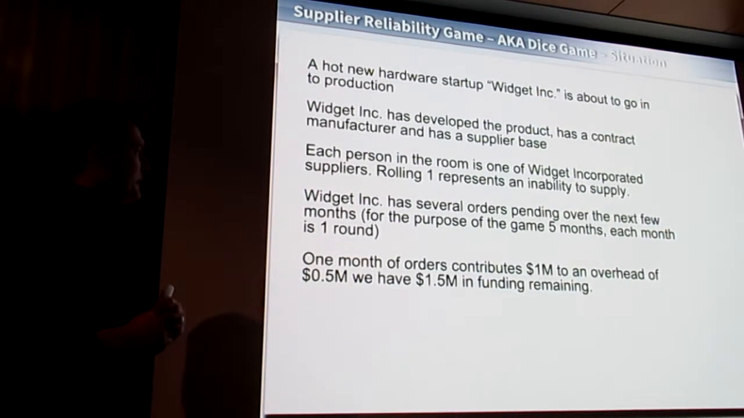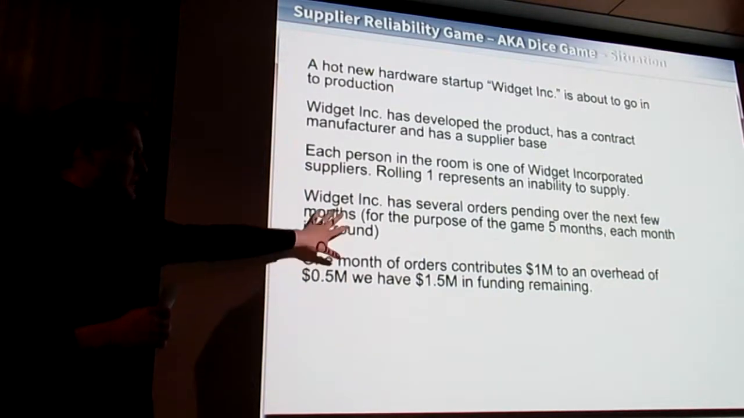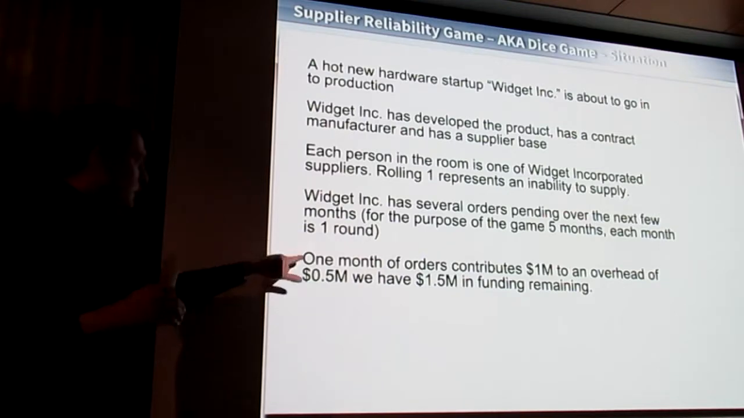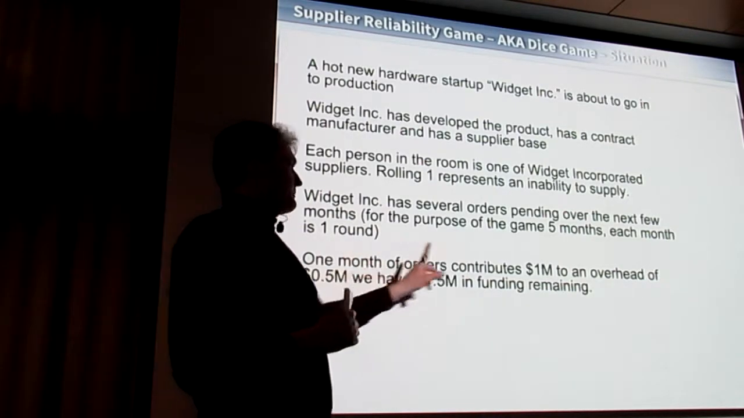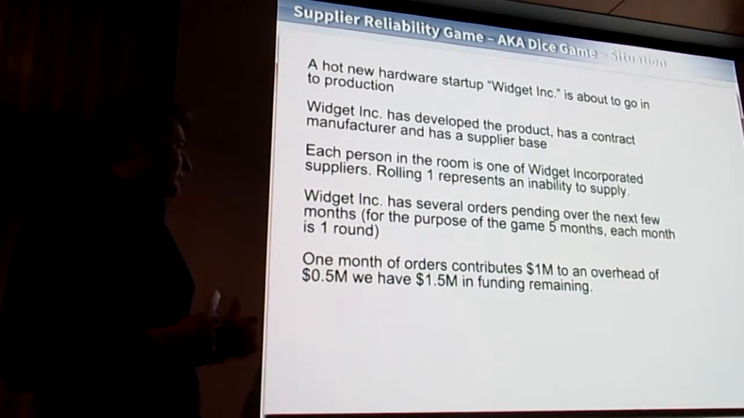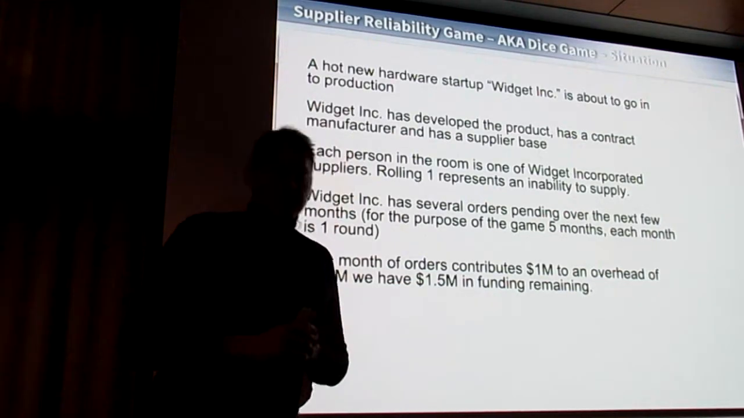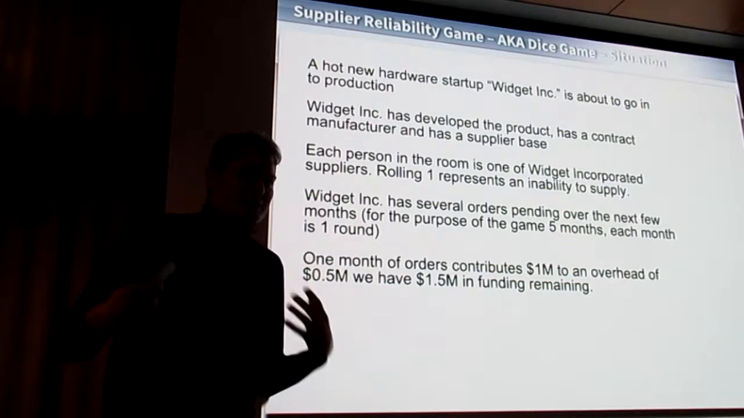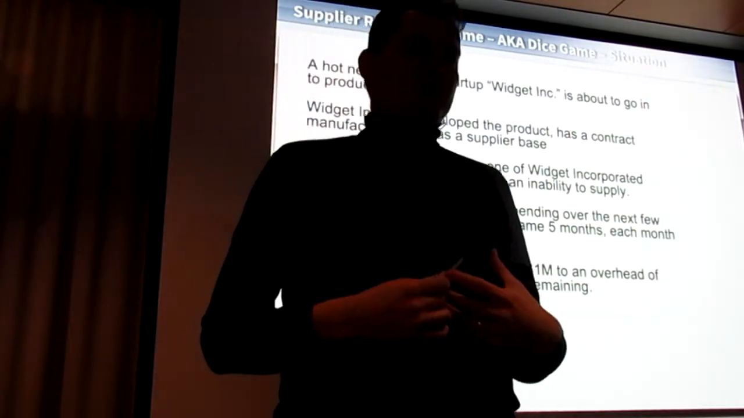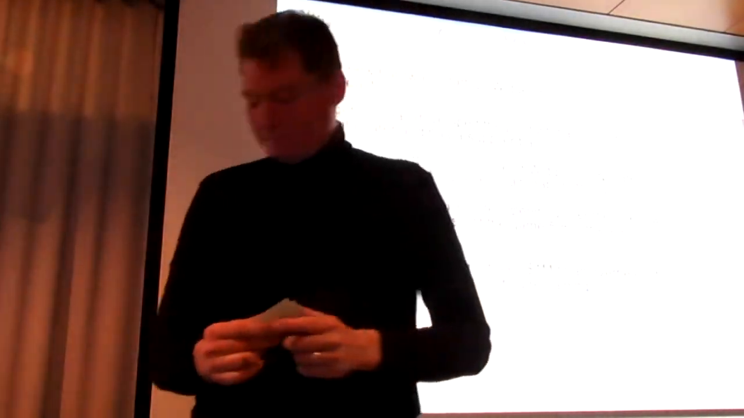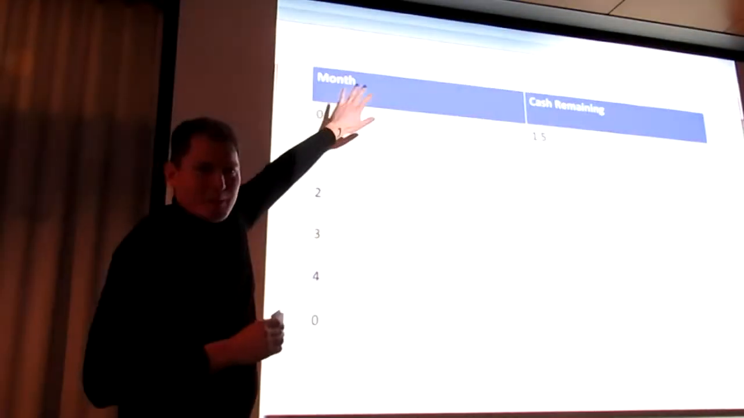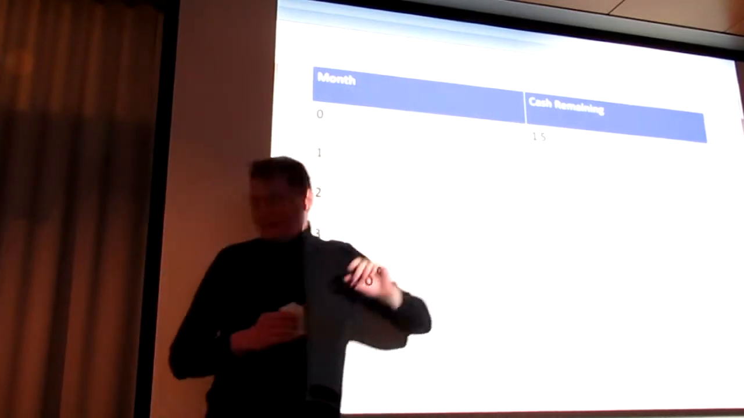Widget Inc. has several orders pending over the next few months. For the purpose of the game, 5 months. Each game is 1 round. And just to make it interesting, 1 month of orders contributes $1 million, with an overhead of 0.5. We just have 1.5 million in funding remaining. So it's a hypothetical situation to give you a sense for what it's like to have supply chain issues. Okay, we're in month 0, and we have 1.5 million in cash remaining.